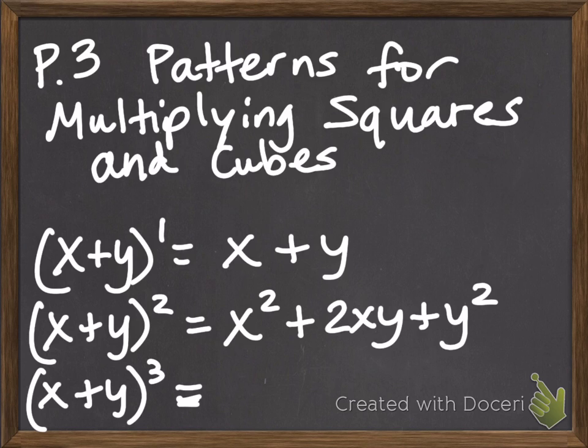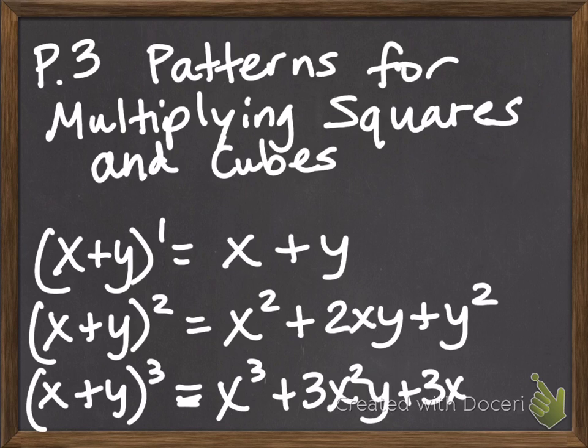And then if you FOILed out x plus y quantity to the third power, you would get x cubed plus 3x squared y plus 3xy squared plus y cubed. So now what I'd like to have you look at here is the coefficients in front of these. In front of this we have a 1 and a 1. Here we have a 1, a 2, and a 1. For the cubed we have a 1, a 3, and then a 1.